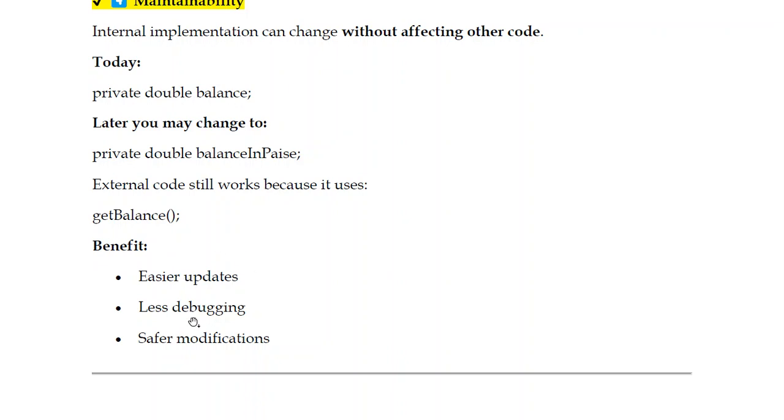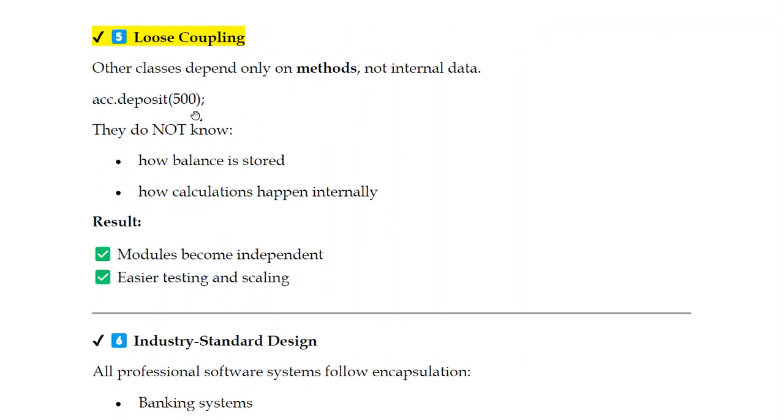So that is what they're telling. Easier updates, less debugging. Again, I'm not going to debug the code. Safer modification. Only through authorized persons can we modify it. Because only the name has been changed, it is not affecting our behavior, that function. This is what is meant by maintainability. We can change without affecting other code. I'm not going to modify these portions at all. The get balance method is common. Only the internal implementation changed.